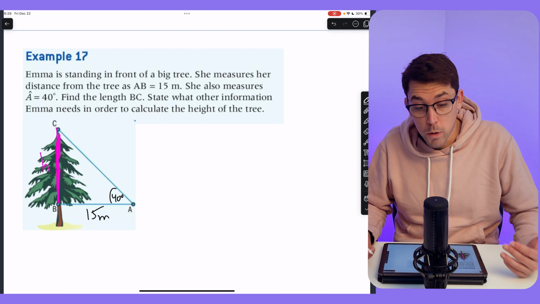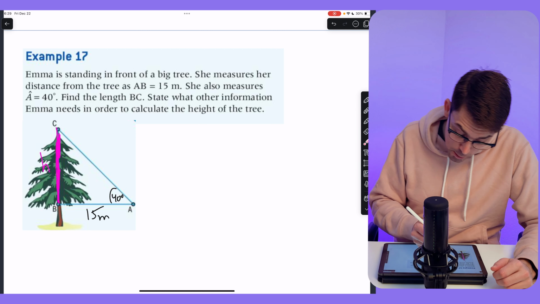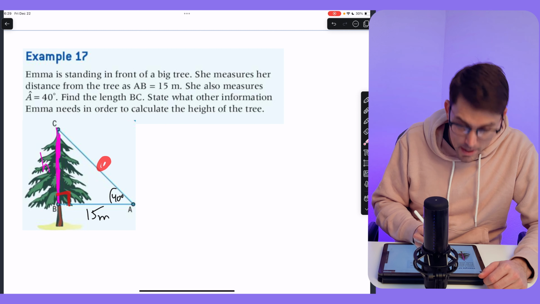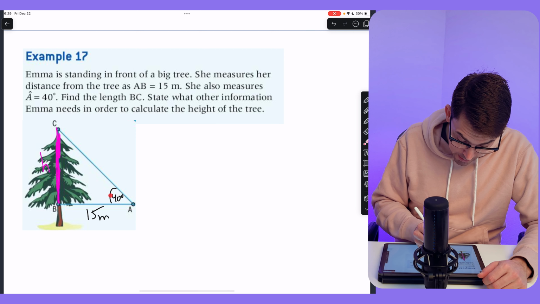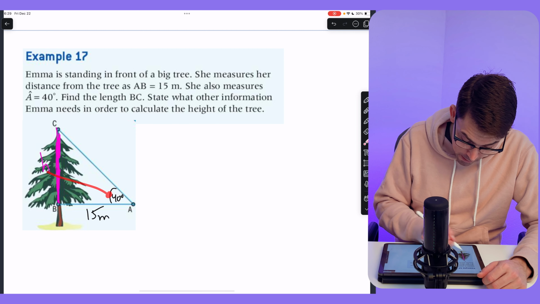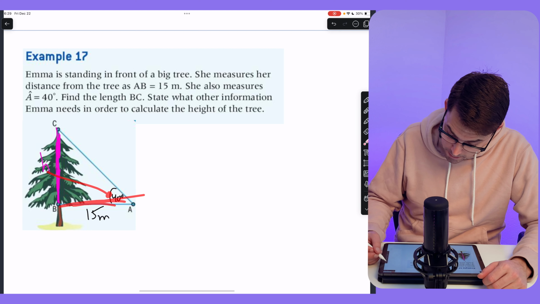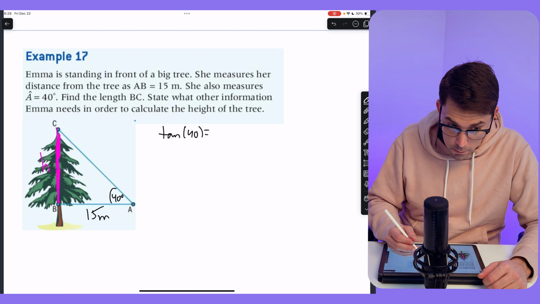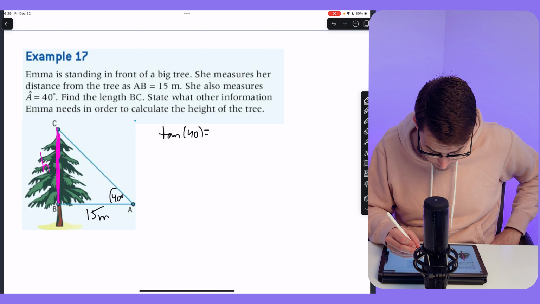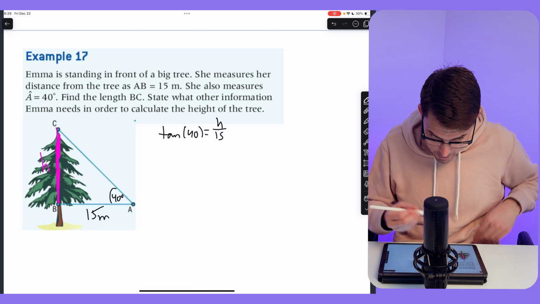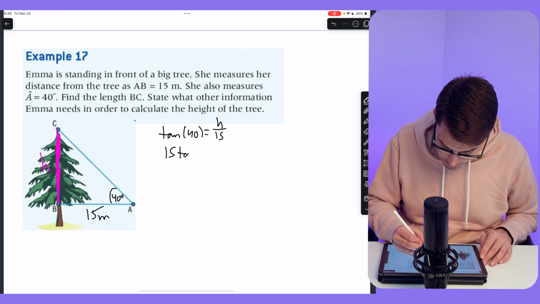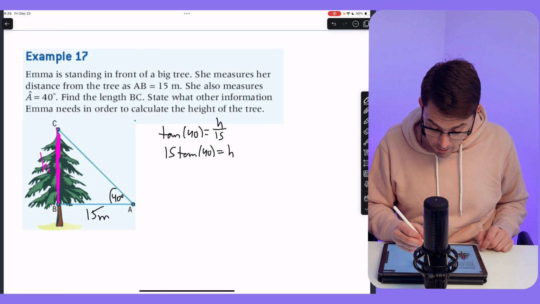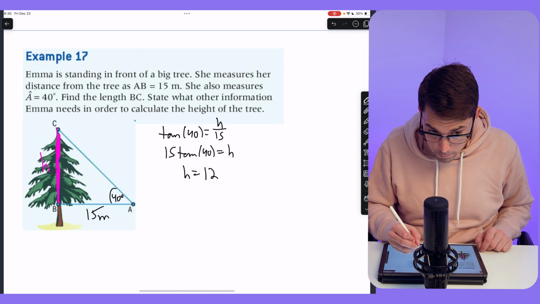So what trig function would I take into account? I'm thinking about SOHCAHTOA. I know that this is my 90-degree angle, so this is my hypotenuse. I'm not taking that into consideration here. I am taking the opposite side of the angle and the adjacent side of the angle. So that's going to be tangent. So I'm going to have the tangent of 40 is equal to the height all over 15. That gives me 15 times the tangent of 40 is equal to h. So what is 15 tan 40? We're going to find that h is equal to 12.6.